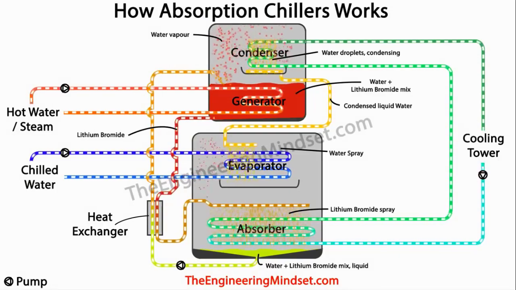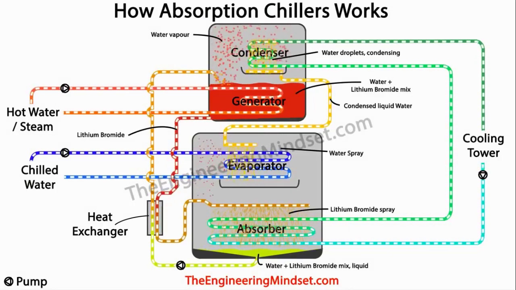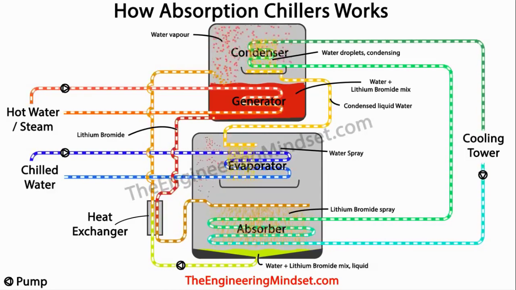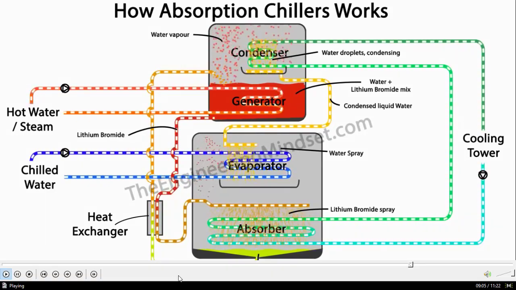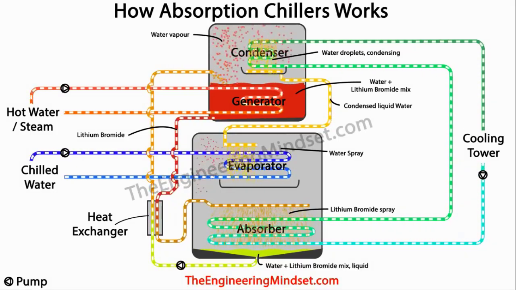So the chilled water circuit has now given up all the unwanted heat, and by the time it leaves the chiller it should be around 7 degrees Celsius, which is approximately 45 degrees Fahrenheit, and this water is now ready to be pumped around the building again to collect more heat and bring it back to the absorption chiller.